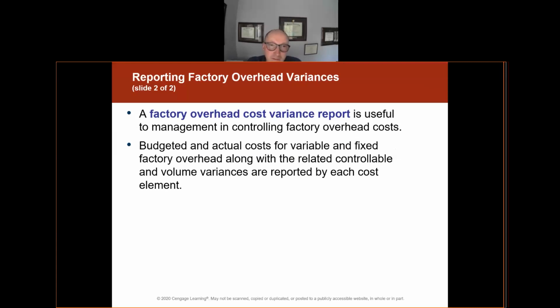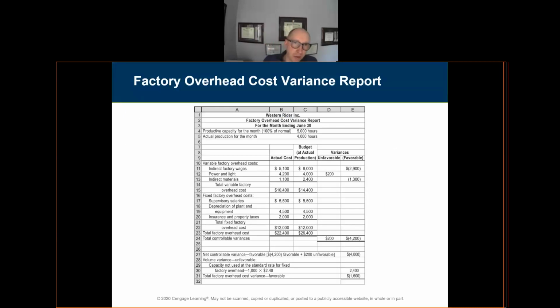The factory variable overhead variance report helps management to identify controllable costs within factory overhead, and it helps management to better utilize the machines and the individuals. And here's an example of what the report looks like. Actual minus the budget gives you the variance. We can see how those variances are calculated based off of the spreadsheet. Pretty cool, huh? I think it's cool.